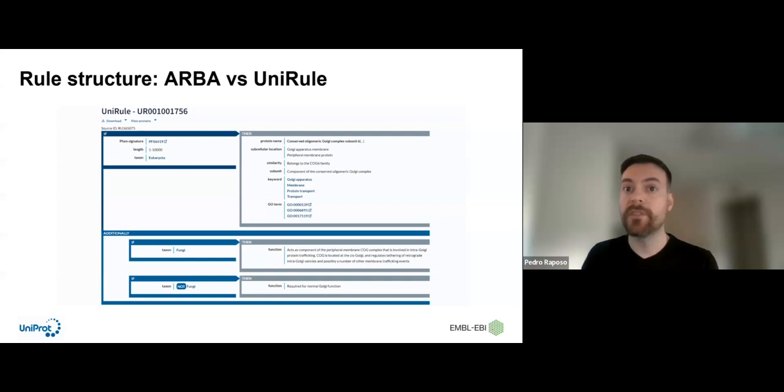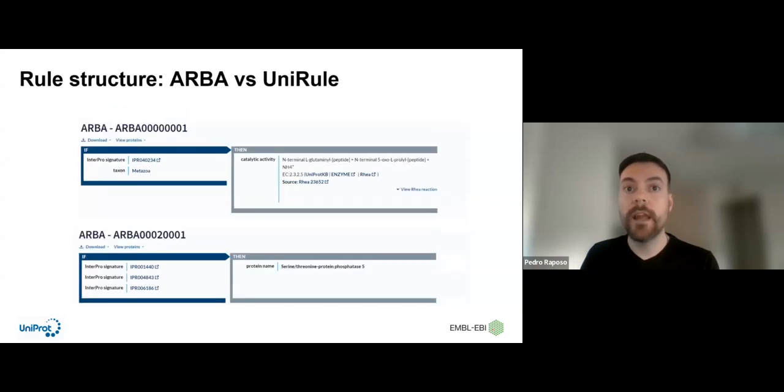In the UniRule rule previously shown, you can see many annotations contained in it. And here are just two examples where each rule from ARBA only contains one annotation. The first one corresponds to a catalytic activity, and the second one solely the name.